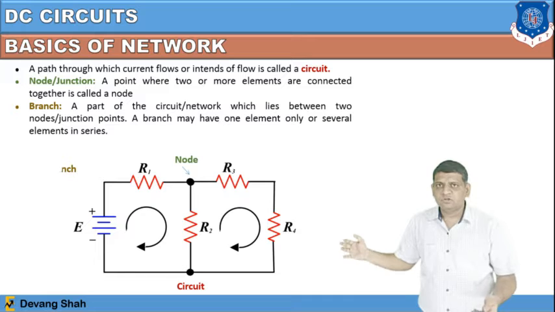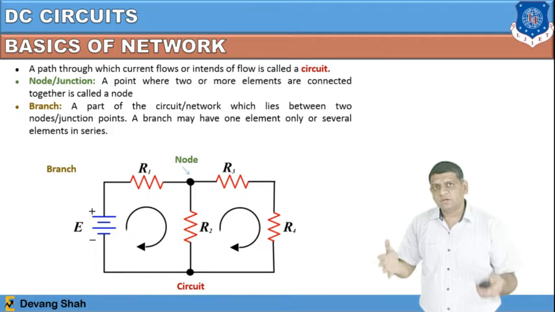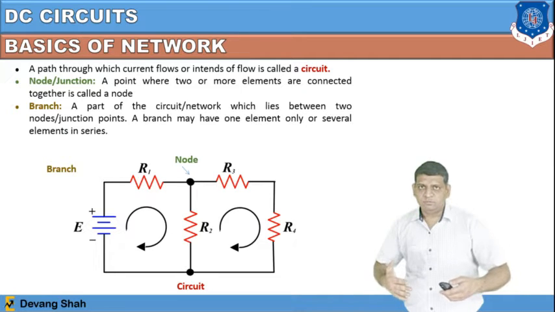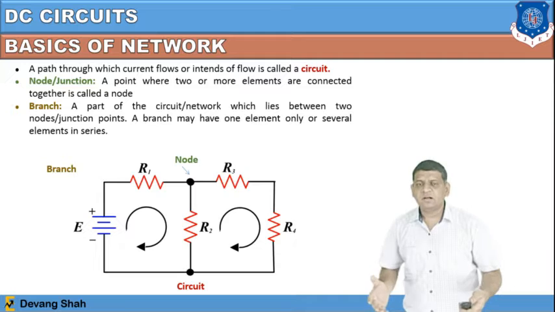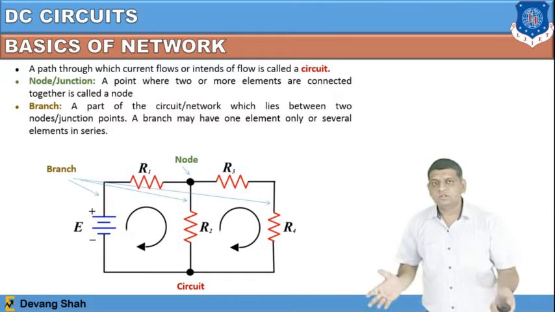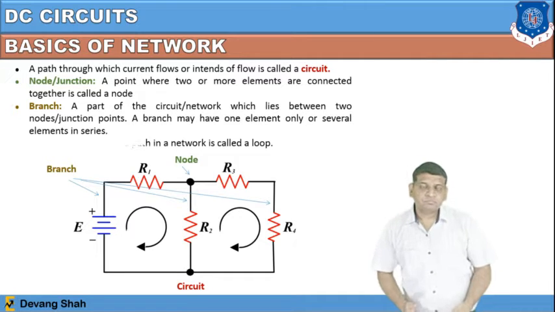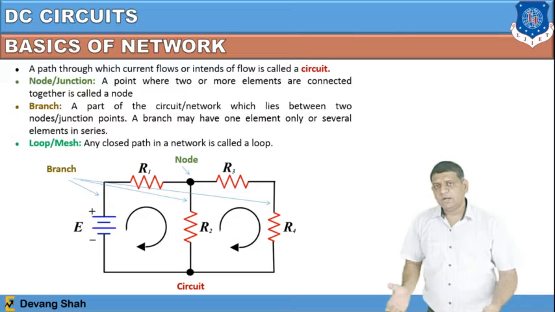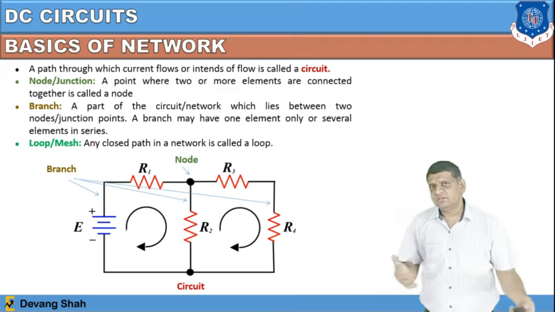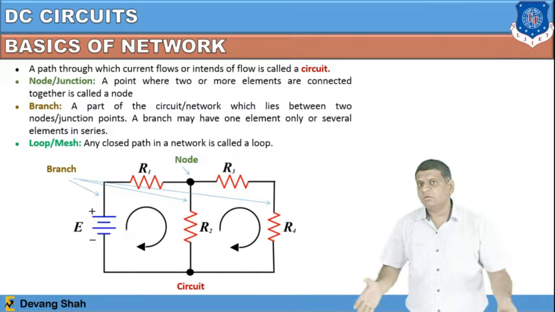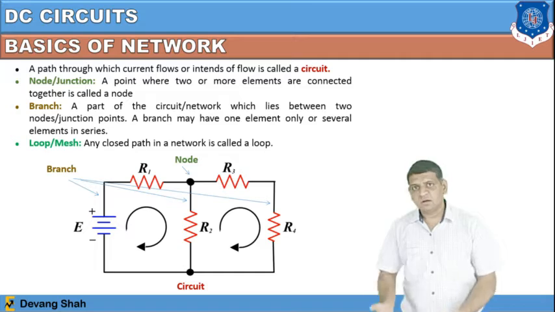You can also consider a branch, which is a part of a circuit or network that lies between two nodes or junctions. For any wire, if one single element is connected, or more elements are connected in series, this is defined as a branch. You can see all these three branches, or maybe more branches, in a circuit. In the same way, what is a loop? A closed path in a network or circuit is defined as a loop. You can also consider it a mesh. Ultimately everything depends on the current, where current must follow the closed path, that is defined as a circuit or loop.